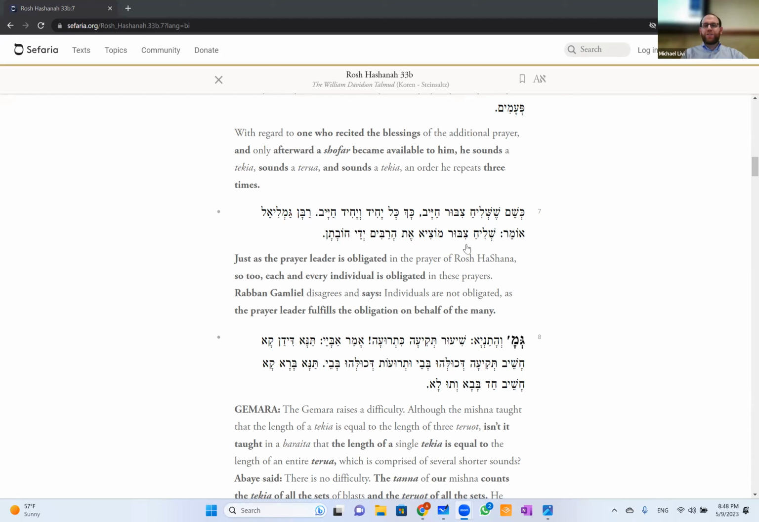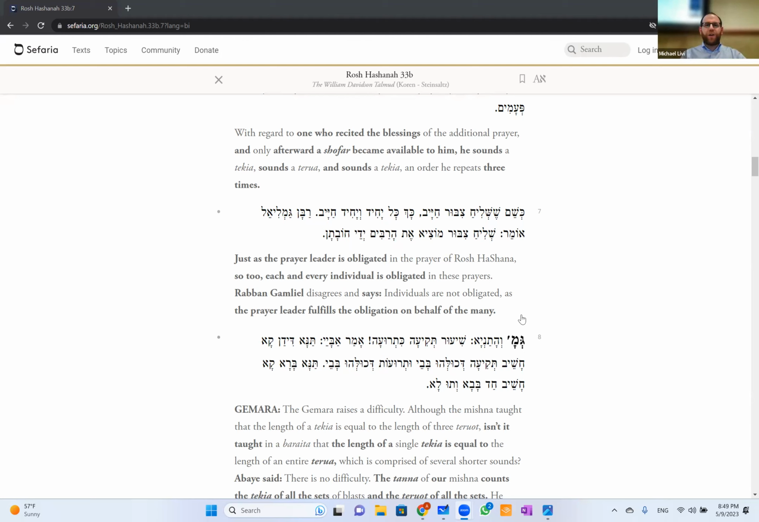Rabban Gamliel Omer, Shliach Tzibur motzi et harabim midei chavatan. Rabban Gamliel adds something that says the prayer leader fulfills the obligation on behalf of others. So this is something that when we get into the Gemara, we'll expand and see what exactly the machloket between these two opinions is. This is the first thing of the Mishnah.